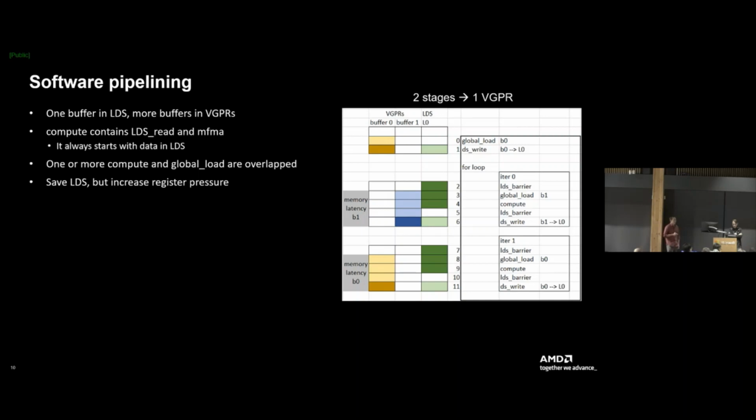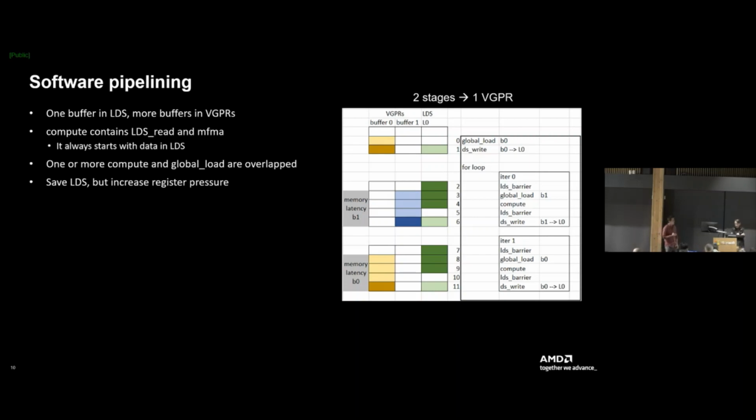So the compute always starts with data in LDS. It never starts with data in the buffer in VGPR. So the compute includes reading data from LDS and MFMA instructions. We don't use the buffer in VGPR as a regular buffer because it is used as a stream buffer to wait for data from global memory.